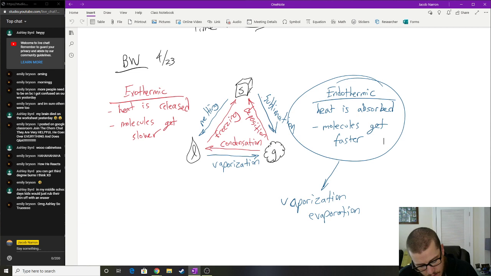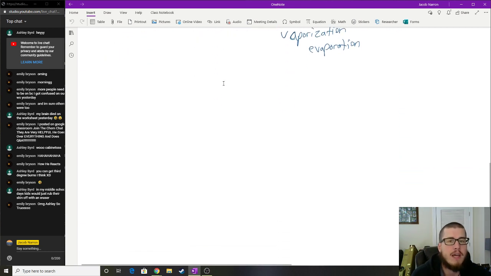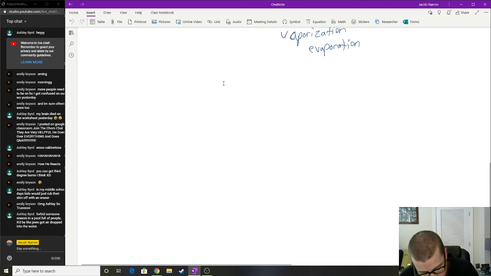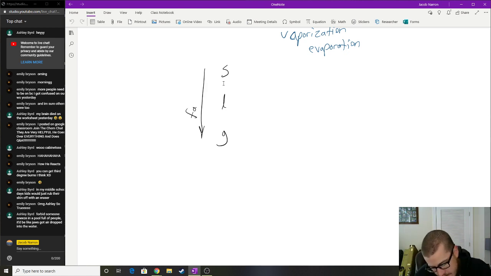A good way to remember these if you're having trouble between endothermic and exothermic is just a quick diagram. We're going to do solid, liquid, gas in this order. Understand that as you go this way, molecules are getting faster. Molecules are getting faster as you go from solid to liquid to gas. And so you've got to think then, okay, the phase change. Maybe it's sublimation. If it's sublimation, that means you're going from here to here.